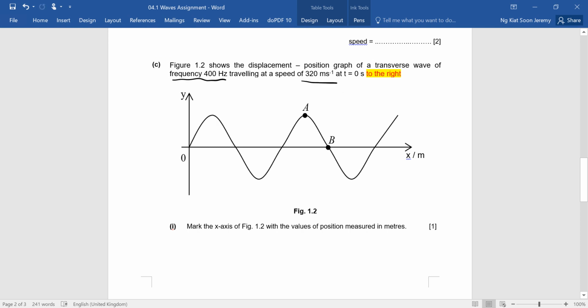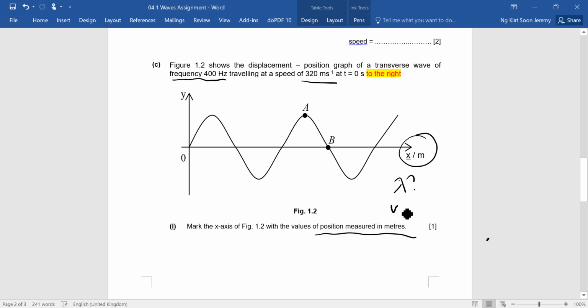Mark the x-axis with the values of position measured in meters. So we already know that this is a distance scale, distance in meters. In a displacement-distance graph, the x-axis can only give us lambda. So in other words, I'm trying to find lambda. How to find lambda? Generally, lambda is found from the displacement-distance graph, which clearly we can't get it from, because that's what the question is asking for in the first place.